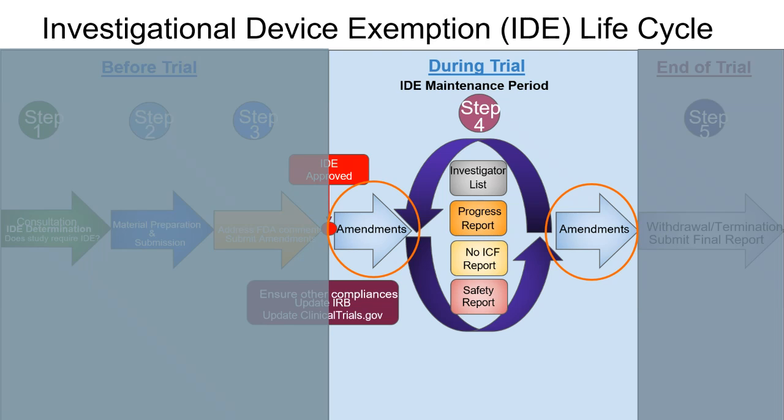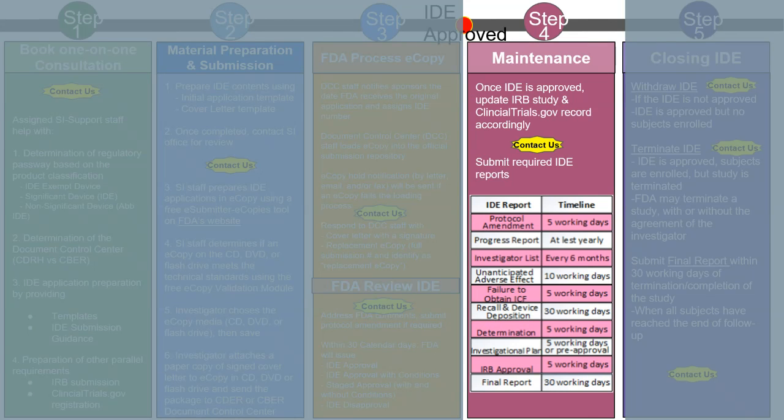In addition, on the FDA side, there are quite a few requirements for reporting and implementing changes, which must strictly follow certain stipulated schedules. Here is a quick summary of step 4 activities during the IDE maintenance, indicating the different FDA communication schedules for certain regulatory tasks, aside from those for the IRB and clinicaltrials.gov updates. I'll talk about these FDA regulatory activities in detail in the next set of slides.